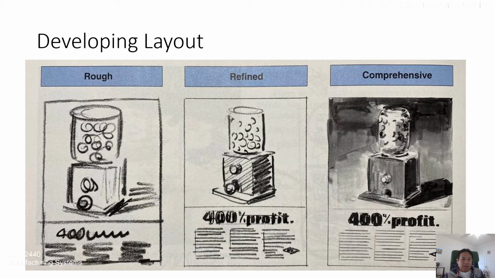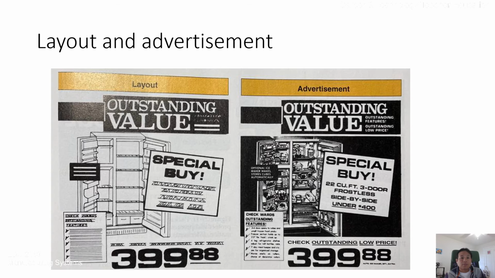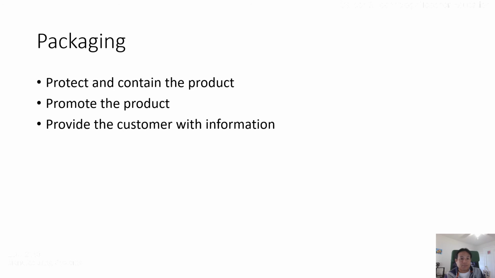And when developing a layout, we do sketches. So a rough sketch, just the general layout, and then refined, bringing more detail, and then comprehensive, having more detail. So this is the process of developing a layout. And then the layout can be converted into actual advertisements, such as this. So before was here, and then after was here. Right? So we take this process.